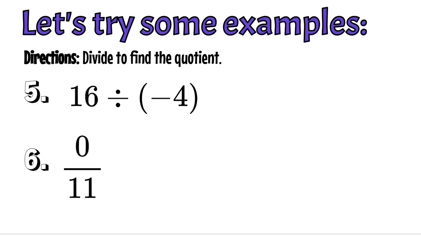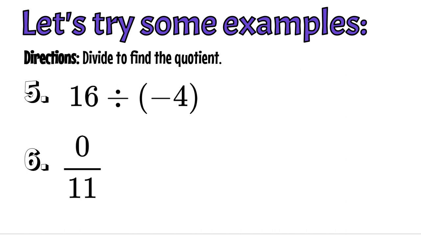Let's try some examples. In number 5, we have 16 divided by negative 4. Notice that we have parentheses around the negative. Whenever the negative is after a sign, we usually have to put it in parentheses because remember that this same negative sign also means subtraction. So we don't want to confuse anything. We can't divide and subtract the same number, right? So we put parentheses around it if it comes after a sign. If it comes in the front, we don't typically need to. So if this was negative 16, it's fine in the front.